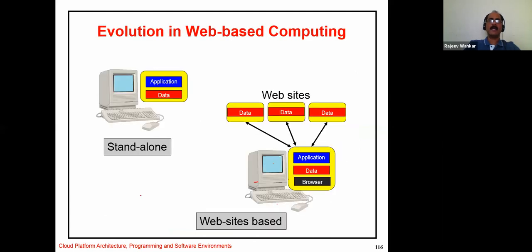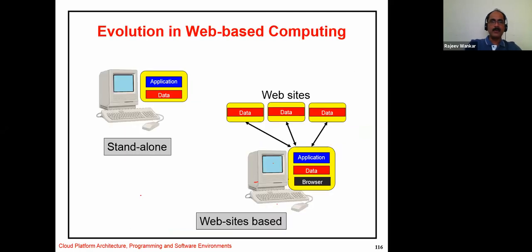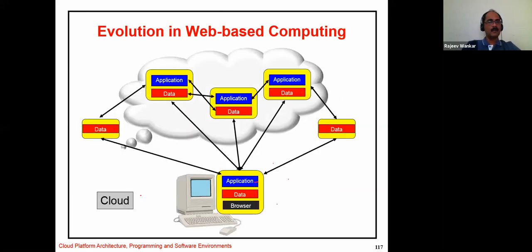I'll skip these slides and go to this one. Looking at the evolution of web-based computing, you have standalone to begin with, then website-based, where application and data are available on your machine and with a browser you access the data. Then you have cloud offerings, where several applications are running along with the data, and you have several data points that you can make use of from a cloud.